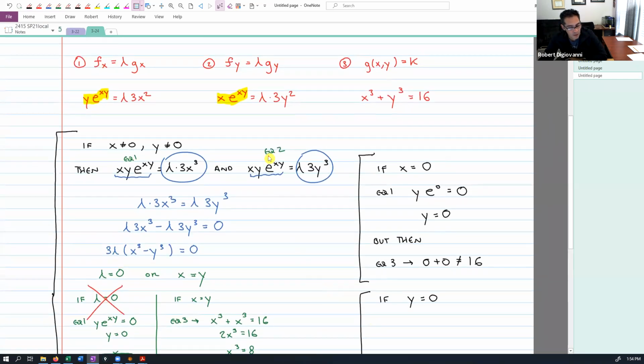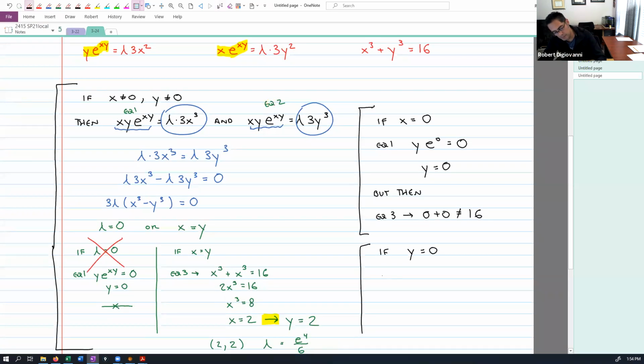Well, if y is 0, look at this equation right here, equation 2. What would equation 2 tell you? That x e to the 0 must equal 0, right? If y is 0 there. And that would mean that x is 0, right? But equation 3 would then say that 0 is 16, which is not true.